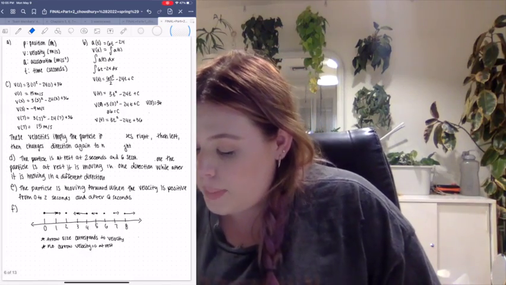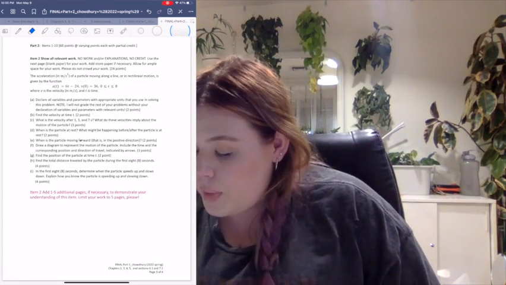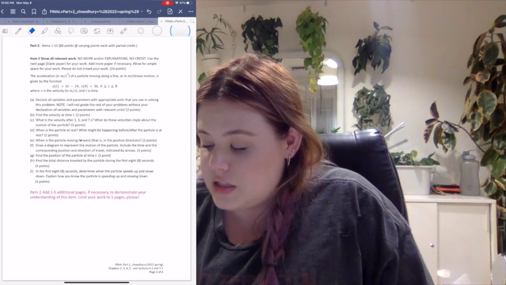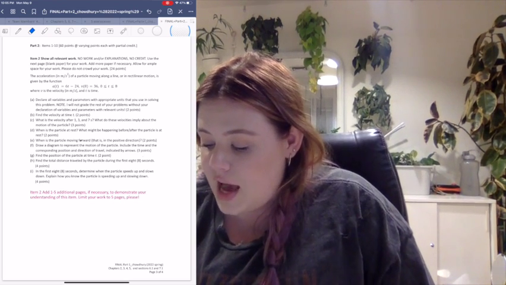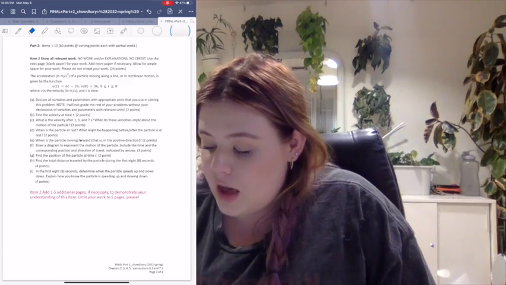And then for part I, it says in the first 8 seconds, determine when the particle speeds up and slows down. Explain how you know the particle is speeding up and slowing down.